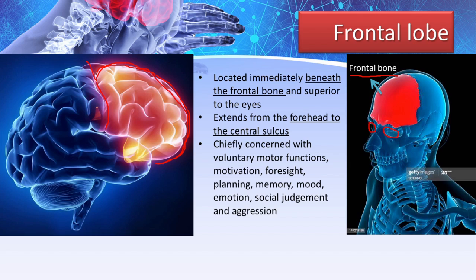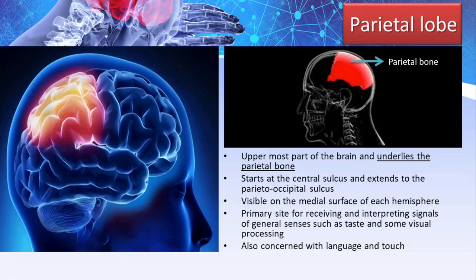The frontal lobe is chiefly concerned with voluntary motor functions, motivation, foresight, planning, memory, mood, emotion, social judgment, and aggression. So the frontal lobe is concerned with most of the important cognitive functions like motivation, foresight, planning, judgment, decision making, emotions, memory, etc.